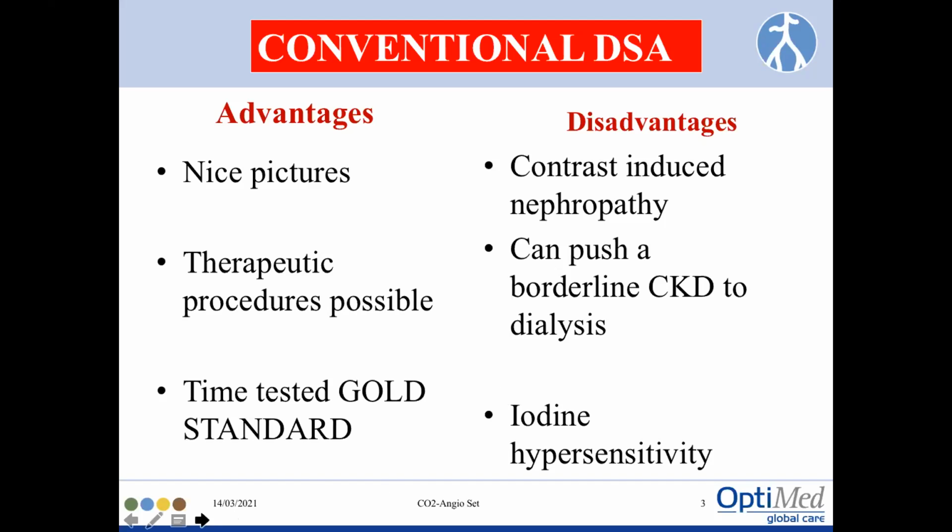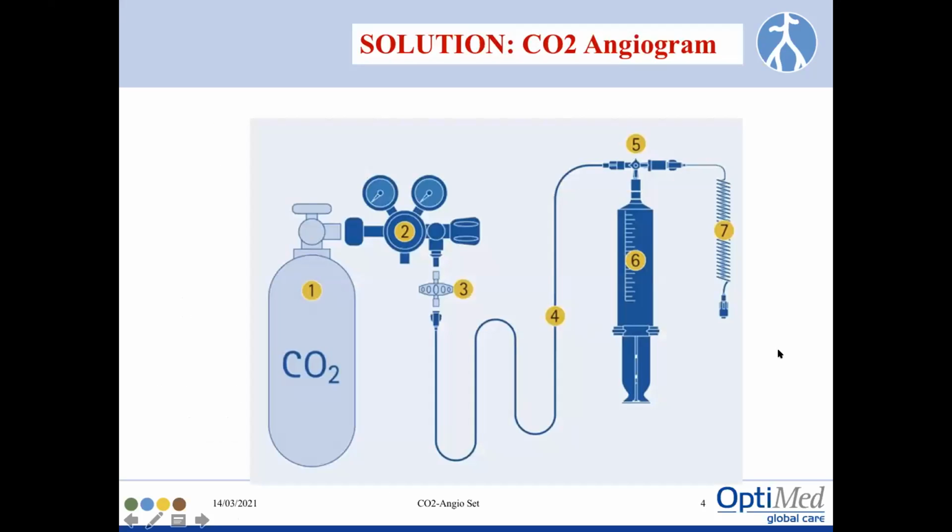So this is the comparison between a conventional and a non-conventional. The solution to this is what we are going to discuss today, which is the carbon dioxide angiogram. Let me quickly take you through a rough schematic diagram. You can see on the left, there is a carbon dioxide cylinder, which, as you rightly pointed out, has been used for quite a few years now for laparoscopy. It's the same cylinder.